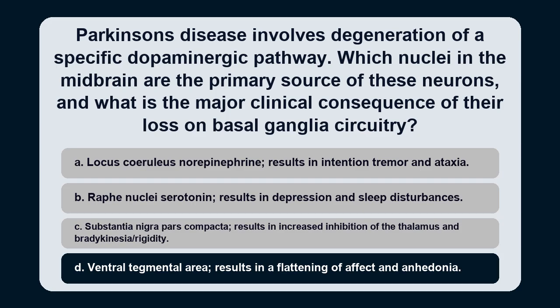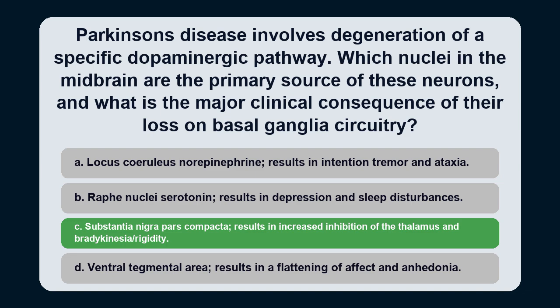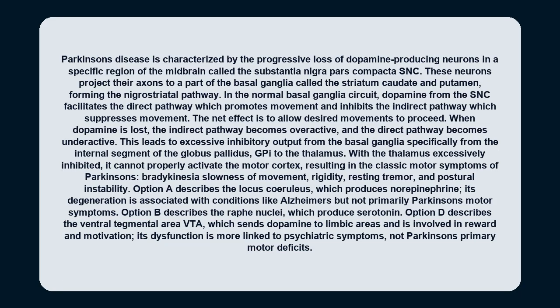Option D, ventral tegmental area, results in a flattening of affect and anhedonia. The answer is C. Parkinson's disease is characterized by the progressive loss of dopamine-producing neurons in a specific region of the midbrain called the substantia nigra pars compacta, SNC.